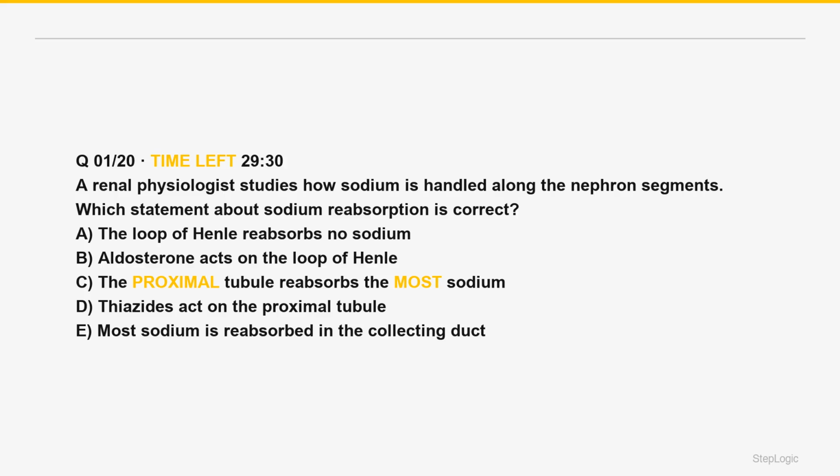Which statement about sodium reabsorption is correct? A renal physiologist studies how sodium is handled along the nephron segments. Read the command. Which sodium handling statement is correct? Proximal about 65%, isosmotic. Thick ascending limb about 25%, sodium potassium 2-Cl or loop. Distal about 5%, sodium chloride or thiazide. Collecting duct about 3%, ENaC or aldosterone.